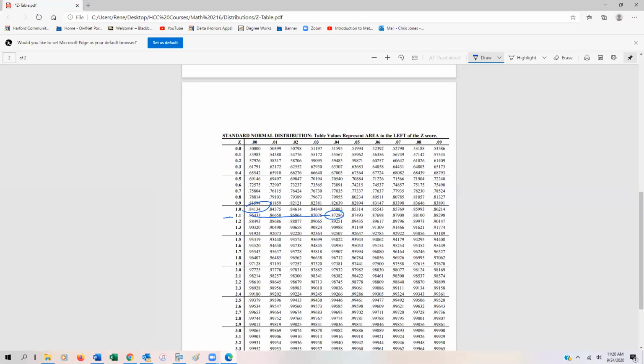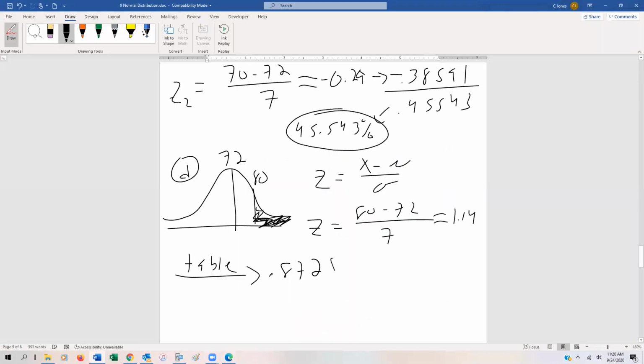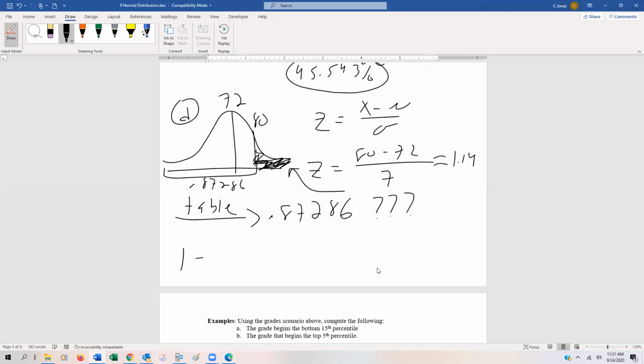All right, but that doesn't make any sense. So we look at that and we know that that's not 87%. Right? So how do we get the answer? Well, remember what 0.87286 really is. That's this area. It's everything from the leftmost point of the curve all the way up to 80. So what do we need? We need the complement of that. So the complement is 1 minus 0.87286.